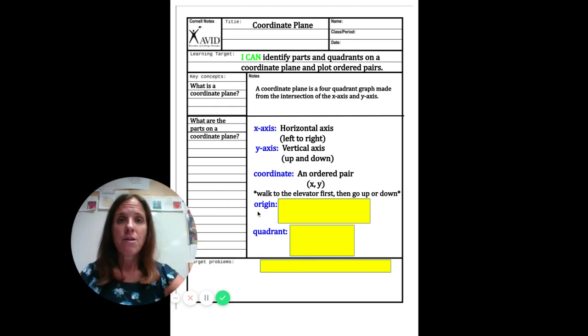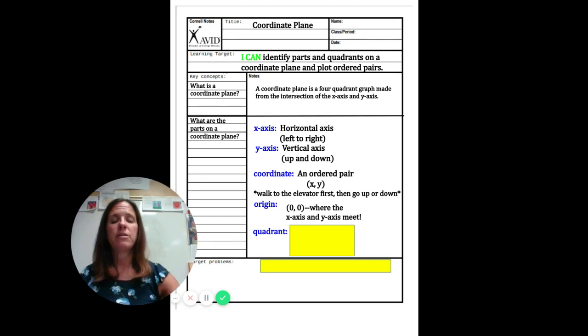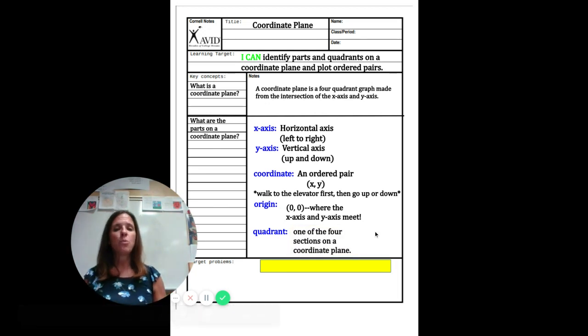Origin. This is a part of the coordinate plane. It's your ordered pair of 0, 0, or your coordinate of 0, 0, where the x and y axis meet. So where those two meet is your origin. And then your coordinate plane is made up of 4 quadrants, one of the 4 sections on a coordinate plane.